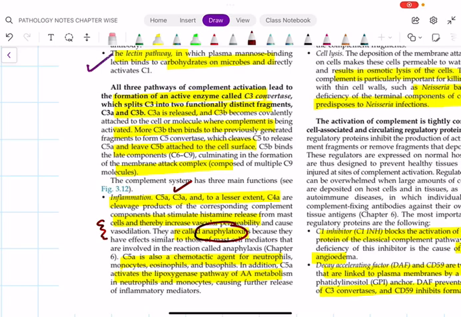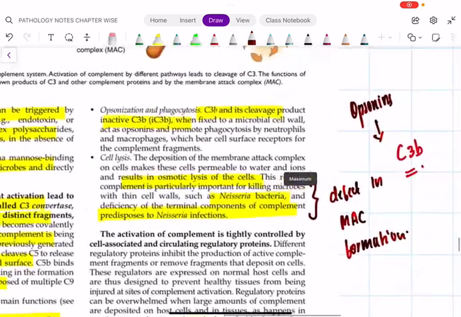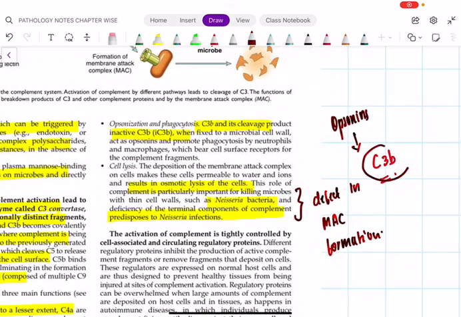C5a, I already told you, is a chemoattractant. Then C3b helps in opsonization. What do you mean by opsonization? When the immune system tries to phagocytose the microbe, these opsonins coat the microbe. Rather than eating bread alone, we use bread with peanut butter or jam, so it becomes tasty. So opsonins are the proteins which make the microbes more tasty, so that the neutrophils or phagocytes can phagocytose them very easily.